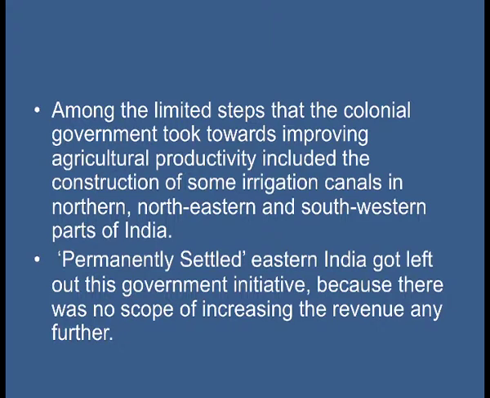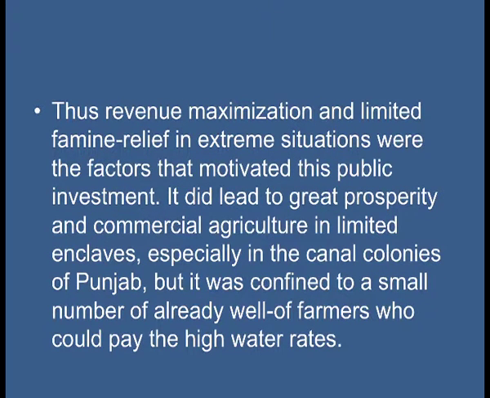Among the limited steps that the colonial government took towards improving agricultural production was the construction of some irrigation canals in northern, northeastern and southwestern parts of India. Permanently settled Eastern India got left out of the government initiative. Revenue maximization and limited famine relief in extreme situations were the factors that motivated this public investment.